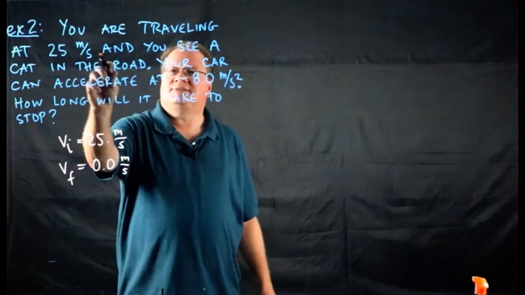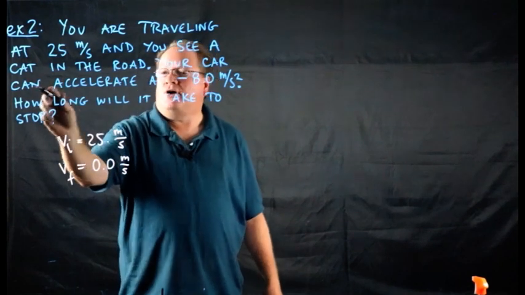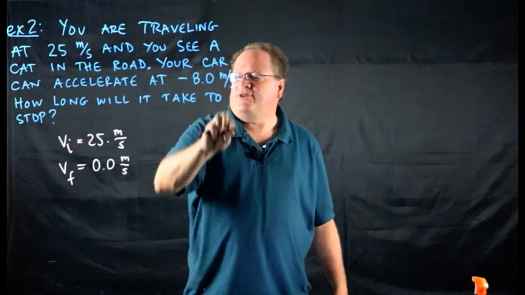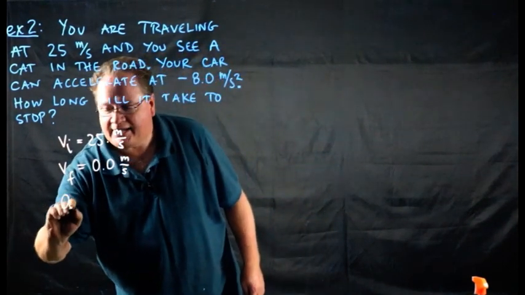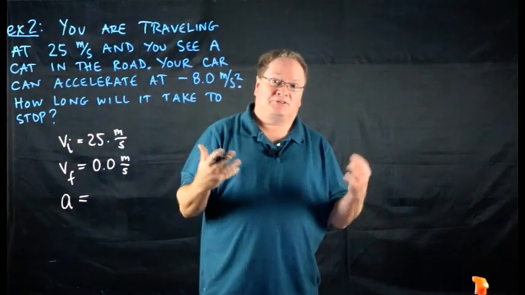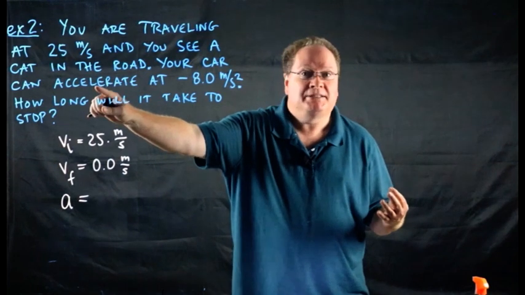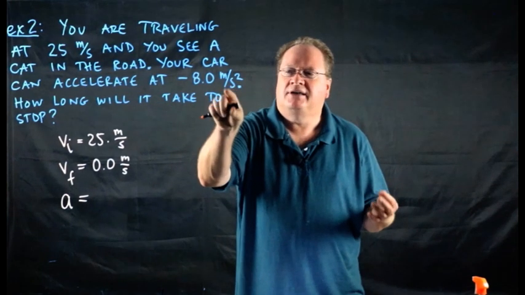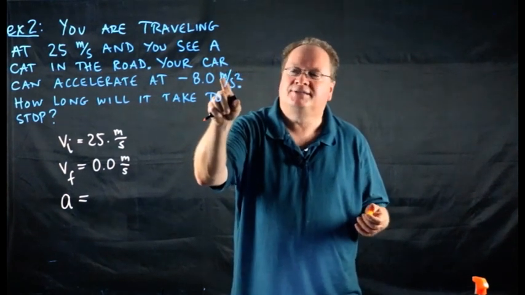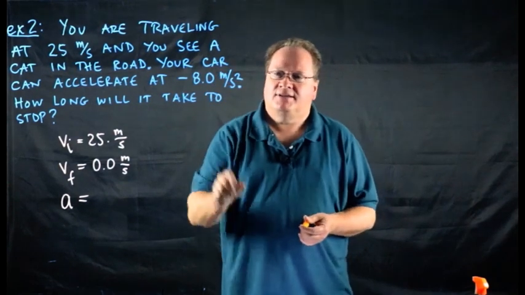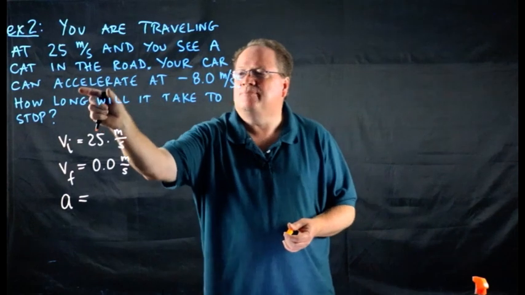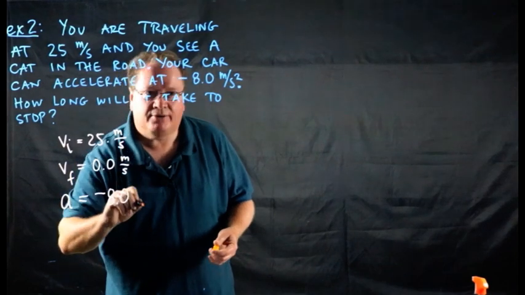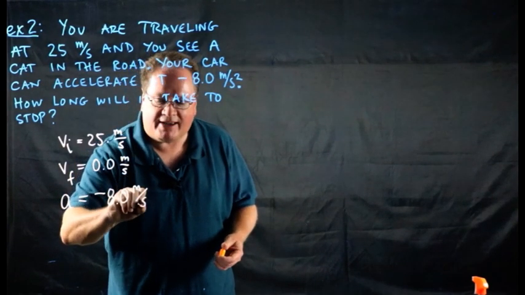You're traveling at that speed. You see a cat. Your car can accelerate at negative 8.0 meters per second squared. The variable they're giving me here, you guys, is acceleration. How do I know? Well, 2 reasons, really. For one, it says it's accelerating. The second thing is I look at the units. Remember the last question I told you, the units for acceleration are always meters per second squared. So the fact that it has that unit attached to it means it must be an acceleration. So this is negative 8.0 meters per second squared.